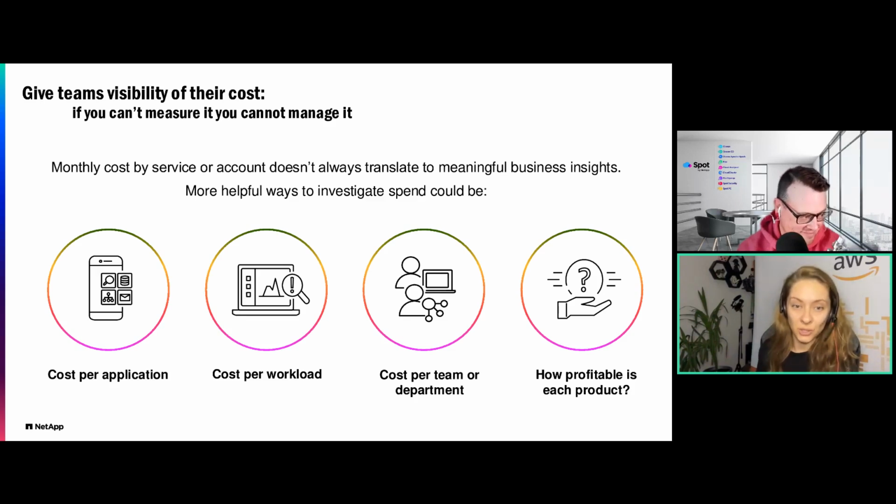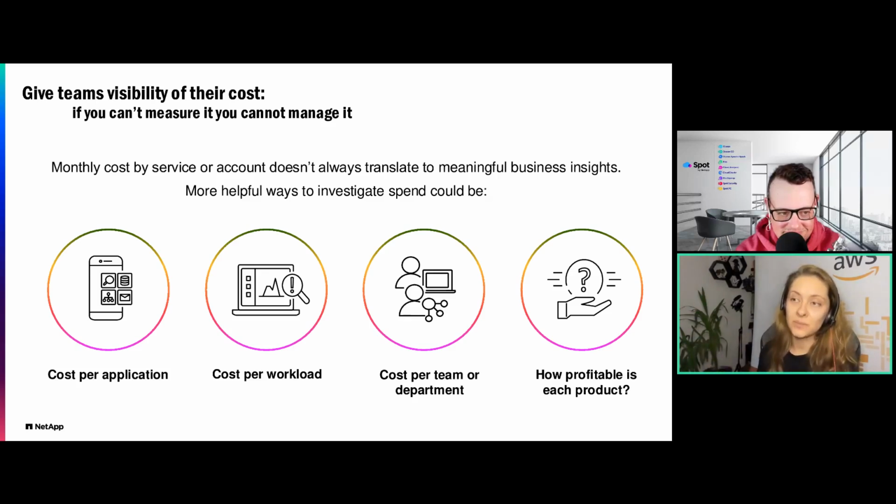They speak in different terms. They want to know, for example, cost by application, cost by workload, or cost by team, to tie it back to the budget if teams have specific budgets, right? So those are more meaningful ways of presenting cost to the business. And this is where we lean in on this concept of tagging and cost allocation.